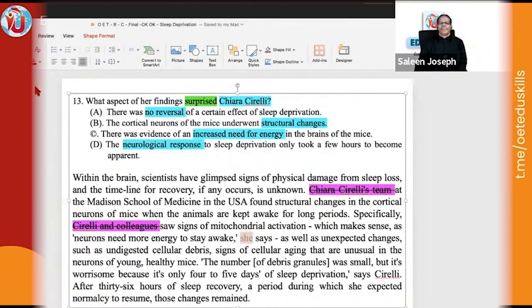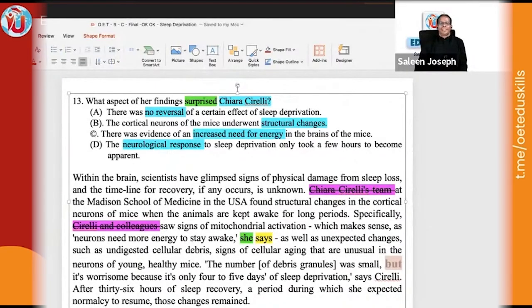She means who? Shirley. Yeah. Cirelli, yes. And Cirelli says. "Says" is an opinion word. As well as animals such as debris, signs of cellular aging that are unusual in the neurons of young healthy mice. The number of debris was small, but it was worrisome. But, the contrast word. That tells you the answer will normally come after that.